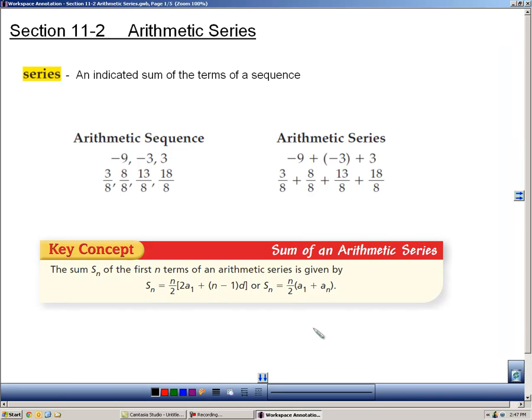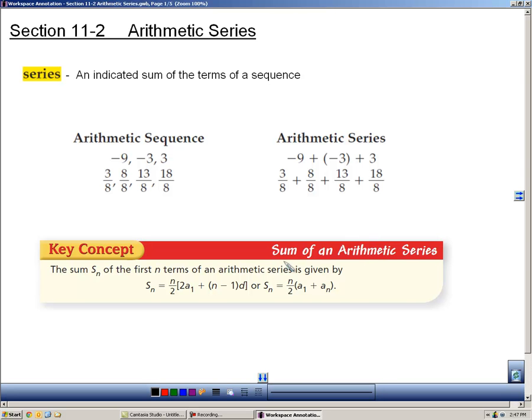Section 11.2 is about arithmetic series. A series is an indicated sum of the terms of a sequence. Section 11.1 was talking about arithmetic sequences like you see here. There are two examples. When you take those terms of a sequence and you add them together, it then becomes an arithmetic series. So a series is just taking a sequence and adding them up.